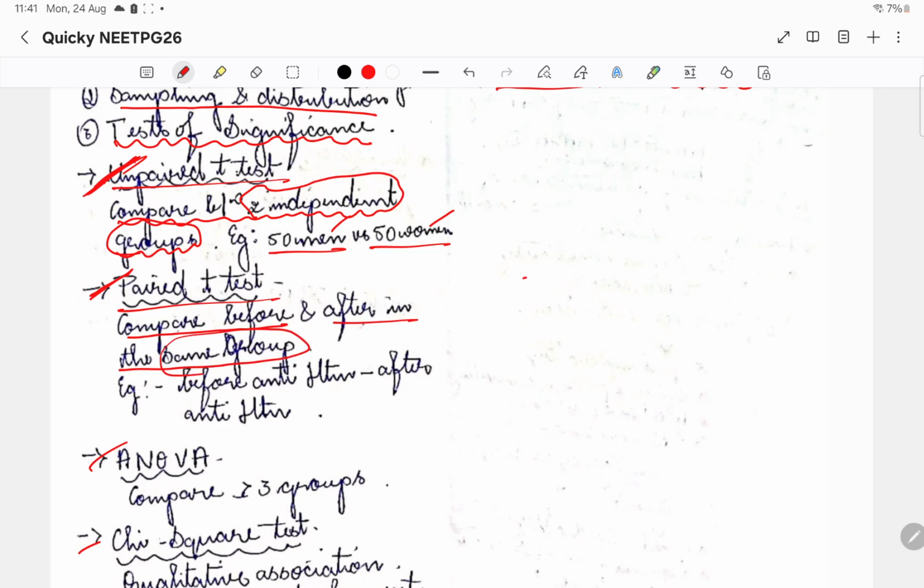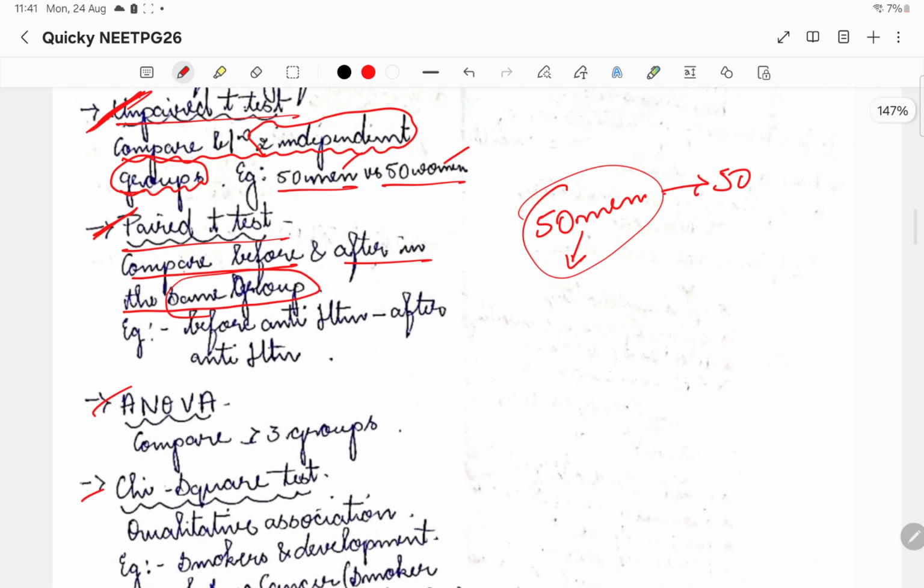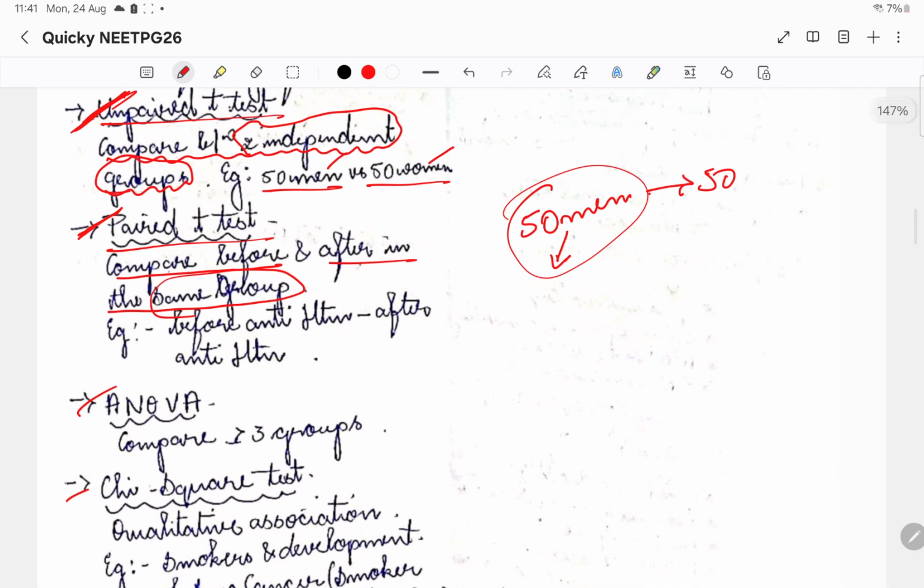Okay, so for example, there are only 50 men given. What we are comparing is before and after developing hypertension, what happened. Or for example, before antihypertensive or after antihypertensive in these 50 men only, there are no 50 women. So this is a paired t-test. There is no comparison between two different groups. Just by seeing the question itself, you will be able to identify a paired t-test.